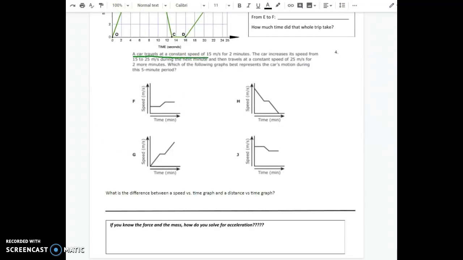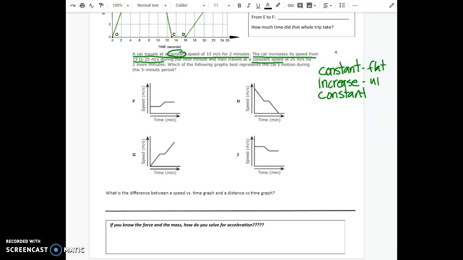Okay, now let's look at a sample problem here on a speed time graph. A car travels at a constant speed of 15 meters per second for 2 minutes. We know on a speed time graph, we're looking for a flat line if we want constant speed. The car then increases its speed from 15 to 25 meters per second. So it's increasing speed, and we saw on the last graph, an increase in speed is going to be a diagonal line. And then it's going to, again, travel at a constant speed. So we're looking for another flat line there. For 2 more minutes, which of the following graphs represents the motion during this 5-minute period?